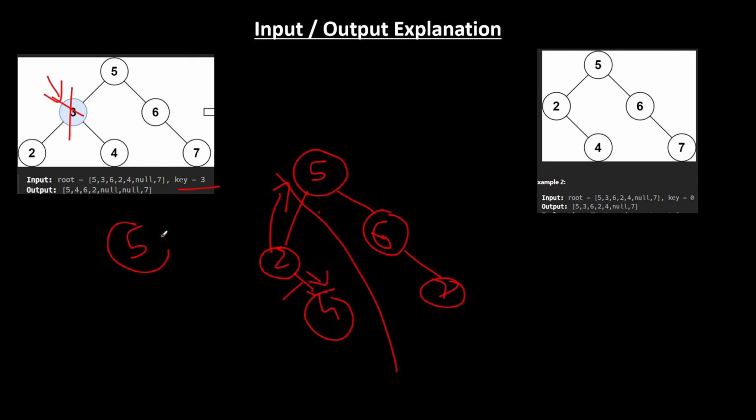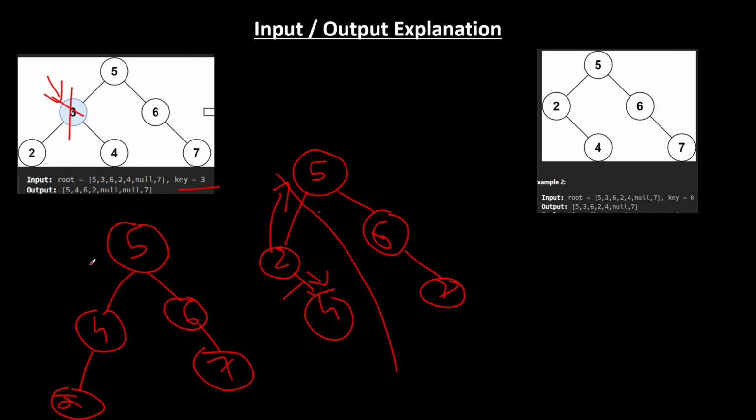Or you could also have done it this way, placed 4 here and 2 on the left-hand side and let it be the same. Then also this structure is correct because all the values on the left-hand side should be smaller, right? So it follows that particular rule. So either of the two could be the output.